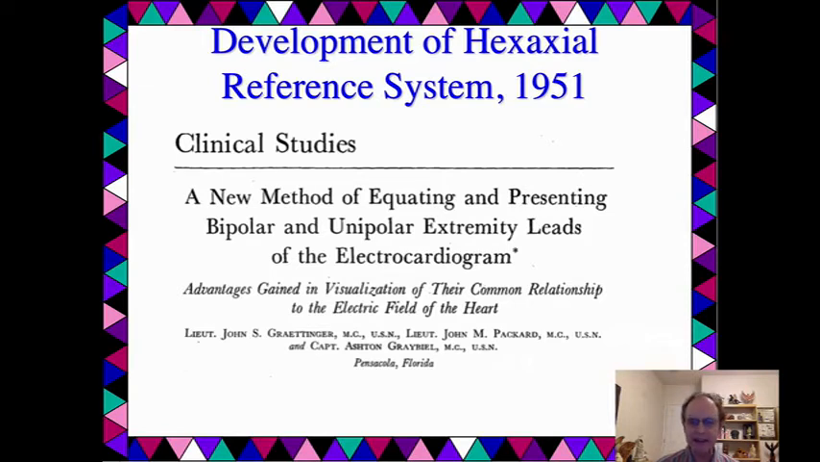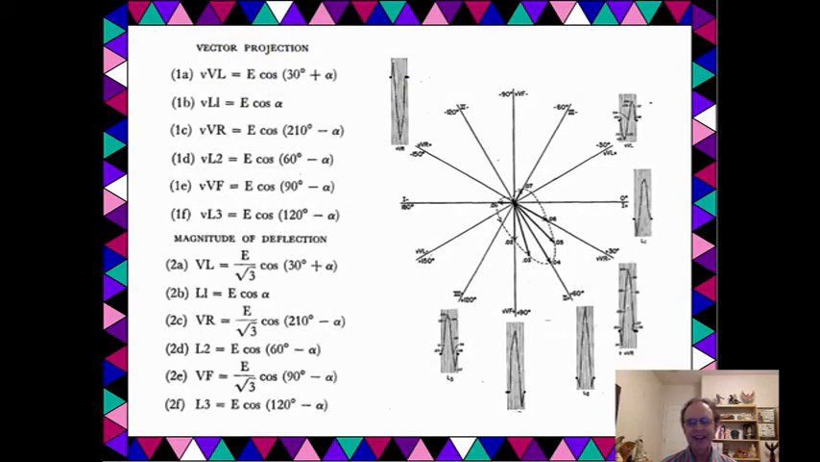Class, this is really interesting. This is the year 2020. The hexaxial reference system was developed in 1951. EKG is such a young science. And it's incredible math. Look at the math that went into the development of the hexaxial reference system. Just amazing.